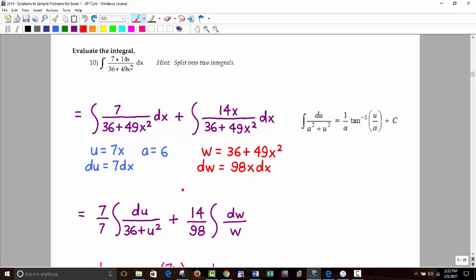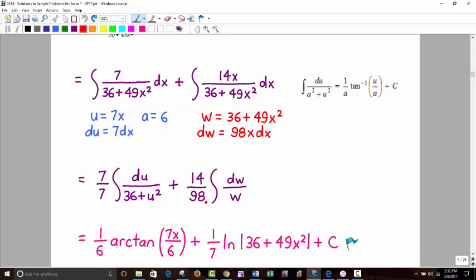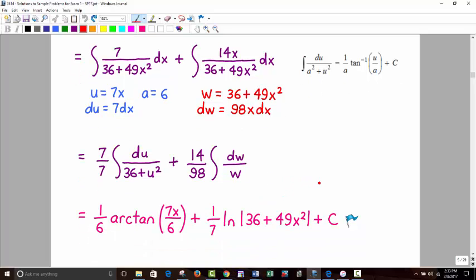and then so we come over here, the 14 just comes to the outside. 98, because you divide both sides by 98. I didn't show that step. I usually show it in my notes pretty well, but looks like I didn't show it a lot of times here. But divide both sides by 98, so it's 14 over 98. And this just becomes dw over w, which is natural log.